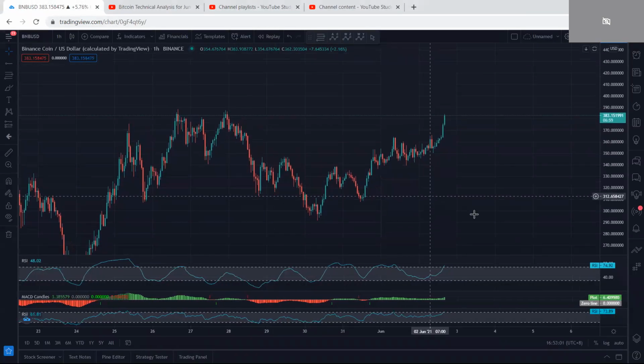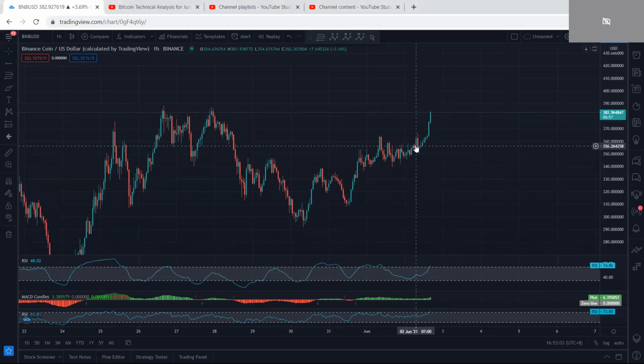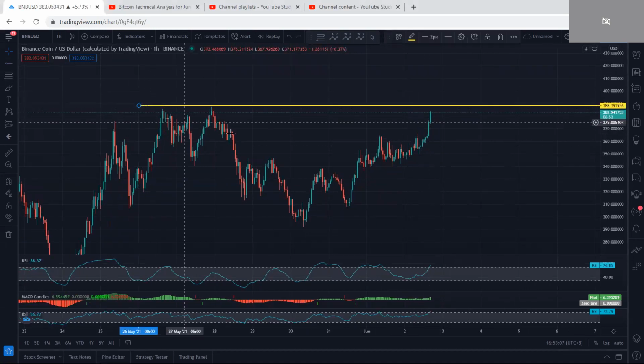And right now we start with the 1 hour chart. As we can see, the price got a sharp move, but we want to see whether the price can break the previous top or not.